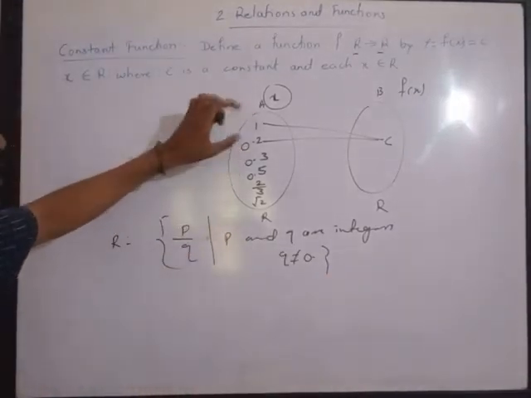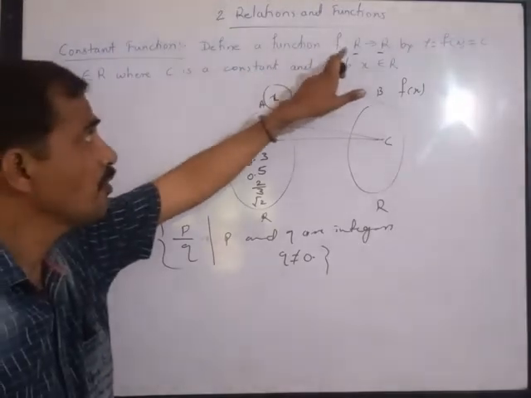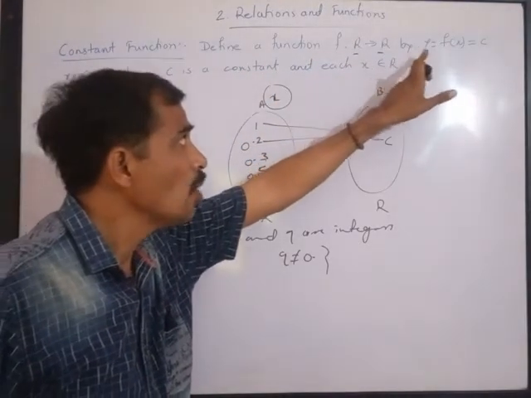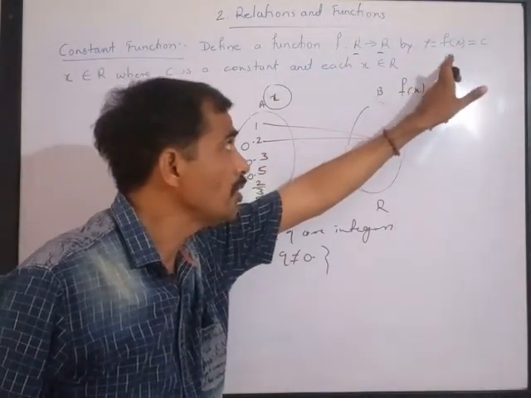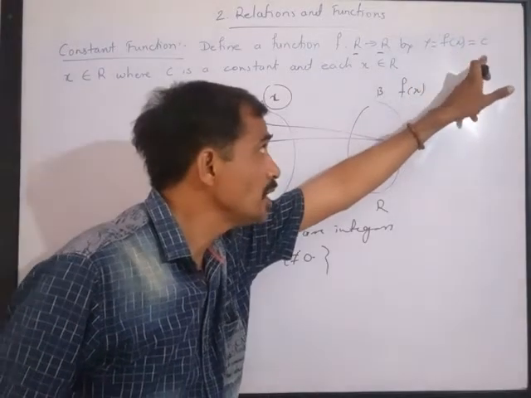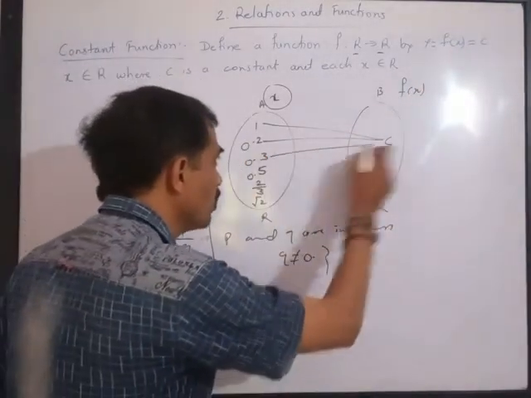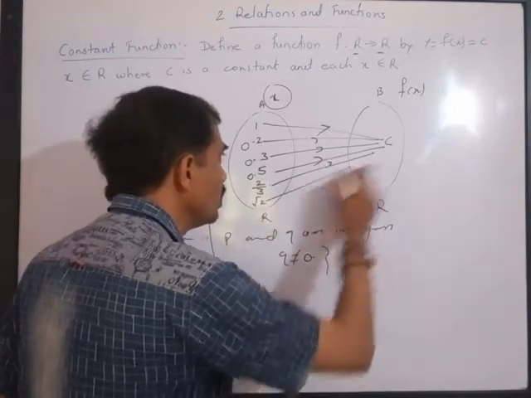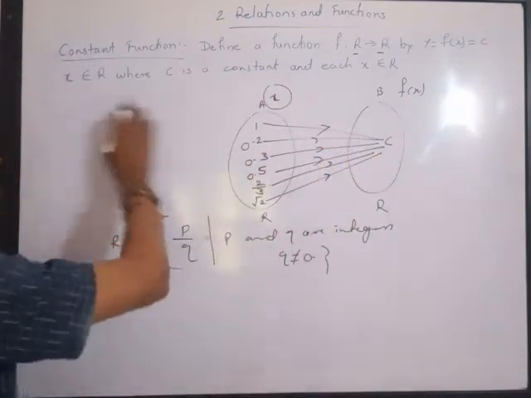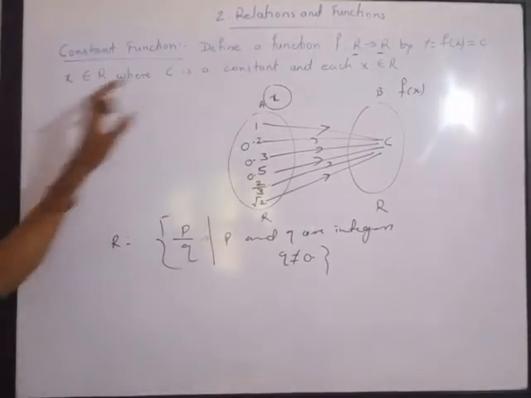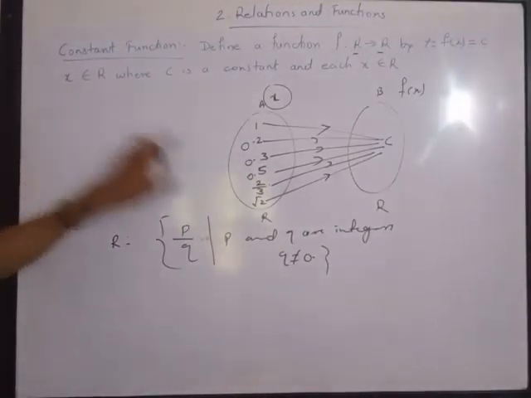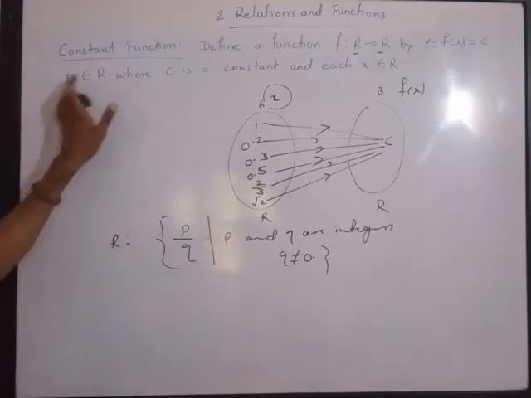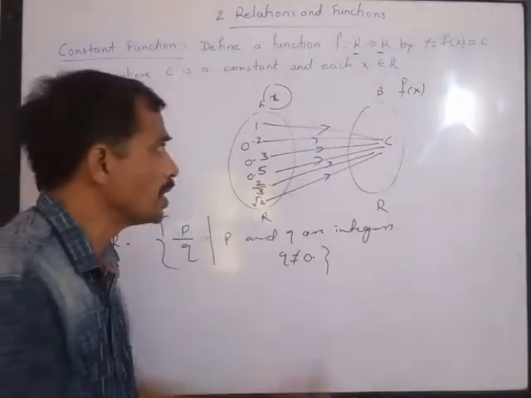So here please try to understand. Define a function f from real numbers to real numbers by y is equal to f(x). The function is always equal to c. So if this is the condition, then we can say that it is a constant function. Please note here, x belongs to real numbers. These elements all belong to real numbers and c is some constant number.